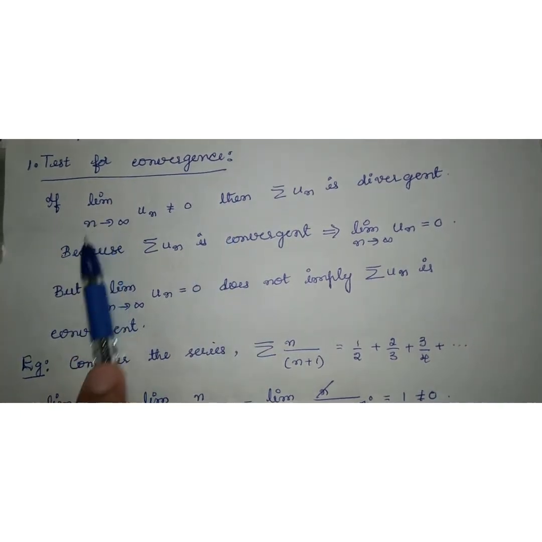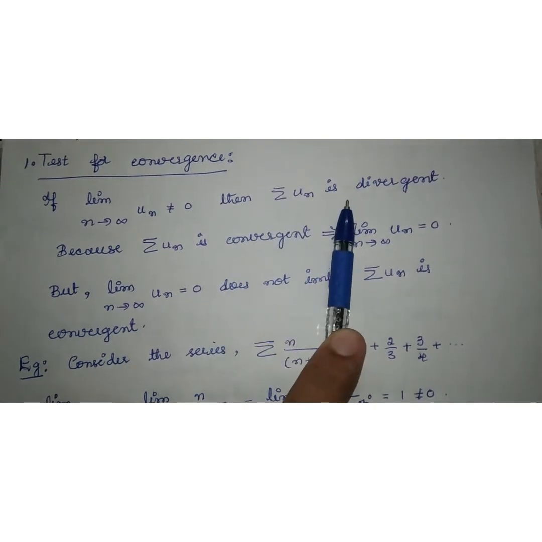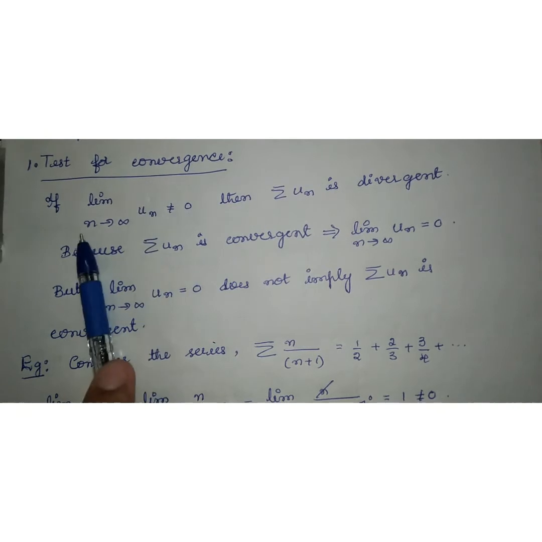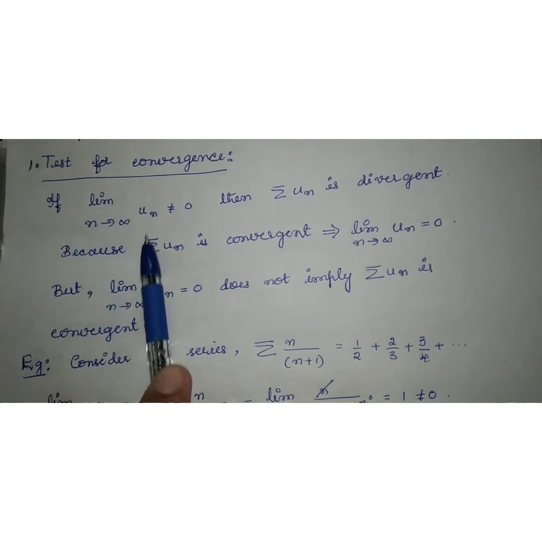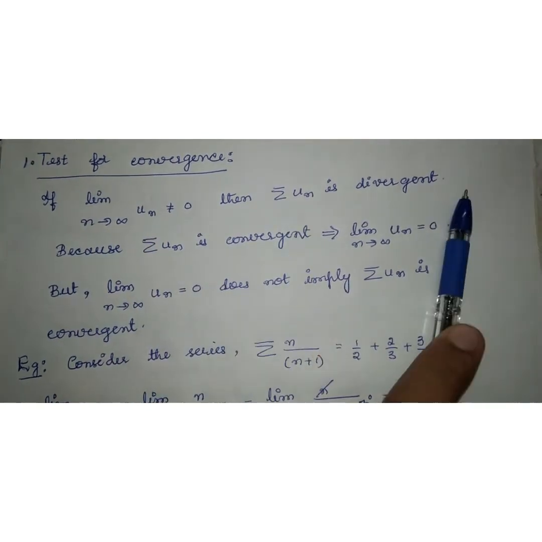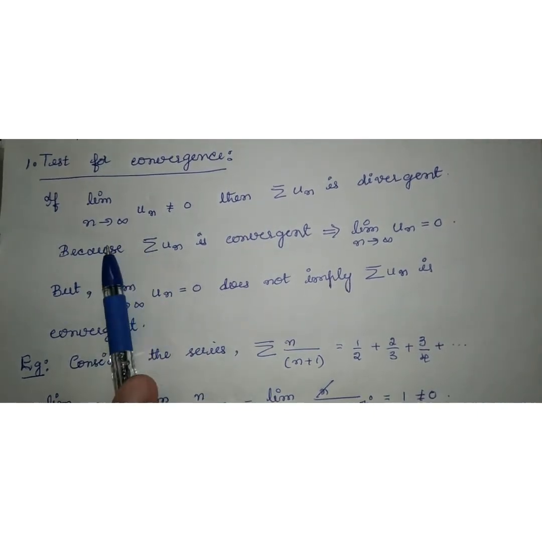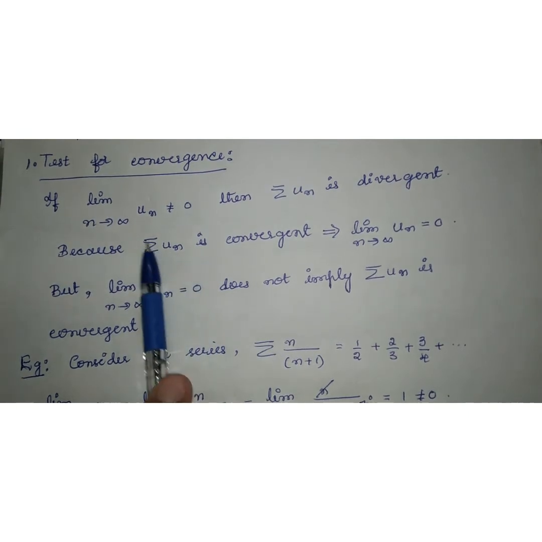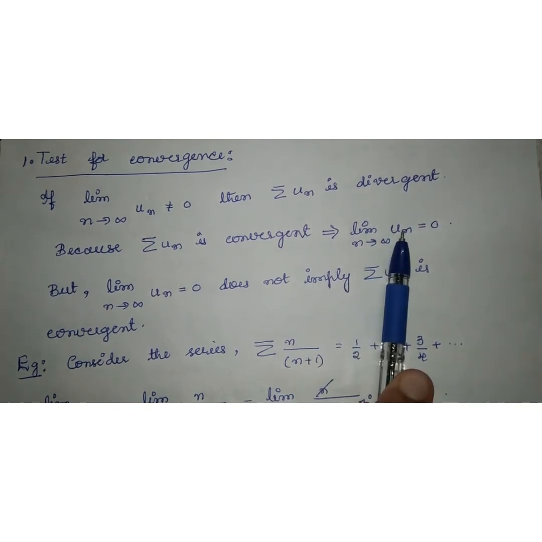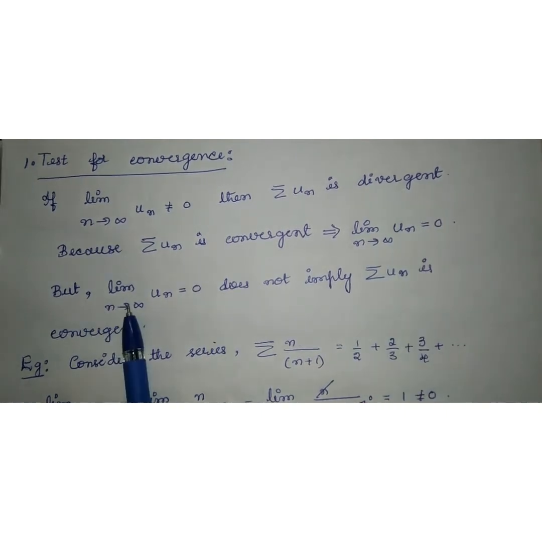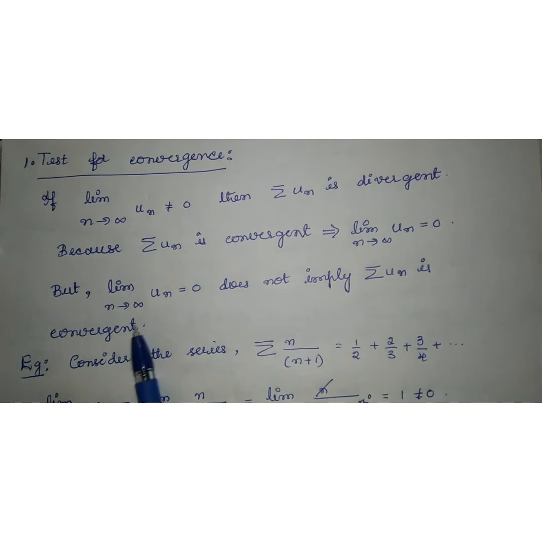That is, if limit n tends to infinity un is not equal to 0, then summation un is divergent. So we'll be taking the limit of the nth term of the series. Suppose the limit happens to be not equal to 0, then the series is divergent. Here we can assume that if summation un is convergent, that implies the limit of the nth term un is equal to 0. But whenever limit n tends to infinity un is equal to 0, it doesn't mean that the series is convergent.